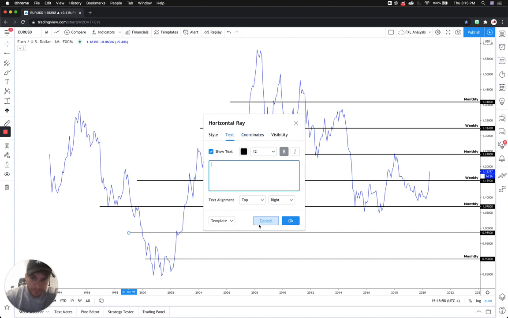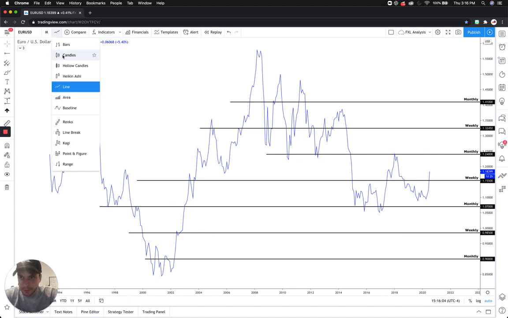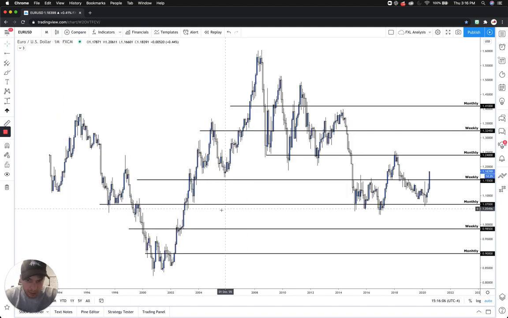9.85. Weekly. Cool. All right, let's double check. Back to the candlestick chart. Does this monthly make sense? Does this weekly make sense? Monthly. So on and so on.